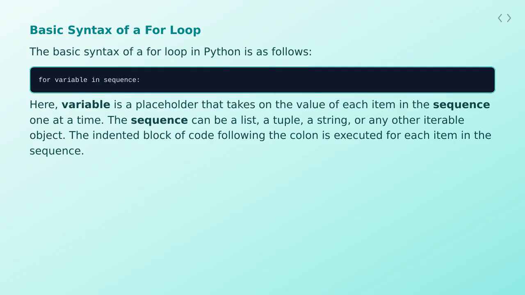Now, basic syntax of a for loop. The basic syntax of a for loop in Python is as follows. I'll let you read the examples on screen rather than reading every line aloud. Here, variable is a placeholder that takes on the value of each item in the sequence one at a time. The sequence can be a list, a tuple, a string, or any other iterable object. The indented block of code following the colon is executed for each item in the sequence.